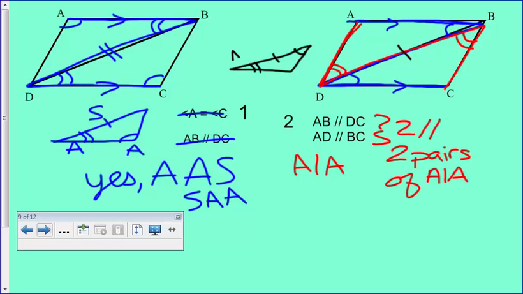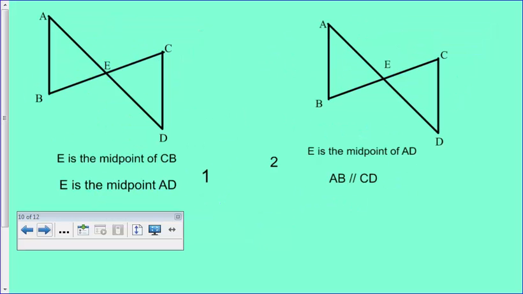So now we can see angle, side, angle is our order, which is one of the ways. So yes, by angle, side, angle. Okay, almost done with some of these diagrams. I call this my bow tie, so it kind of looks like a bow tie.